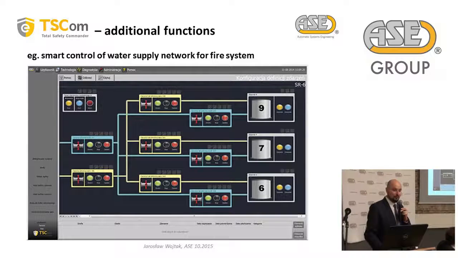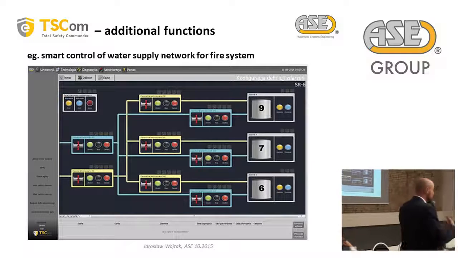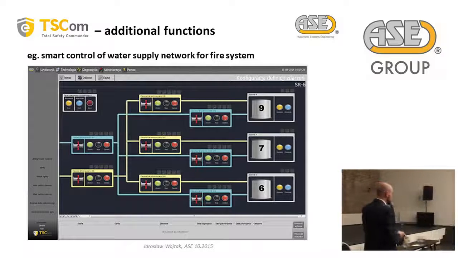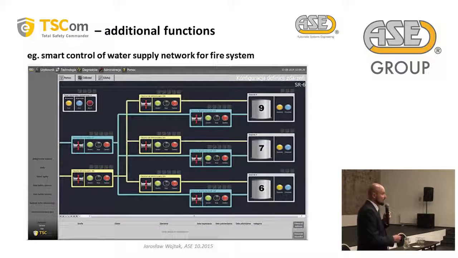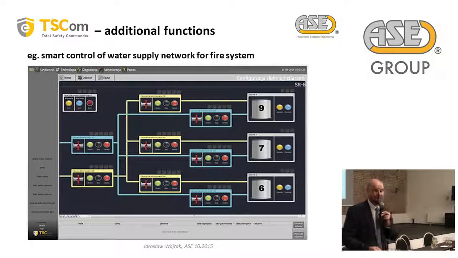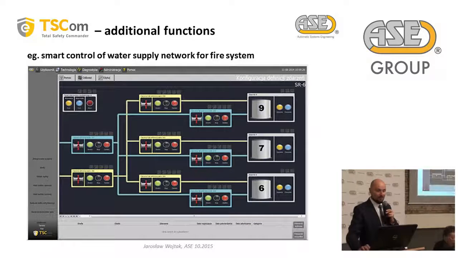And additional functions, for example smart control of the water supply network for the firing system. It's very important because it's not used very often in a tank farm, and sometimes we can forget about the valves, the pumps, the motors, actuators, and so on. This software will remind us to check them from time to time, to be sure that everything is okay and everything is ready to make an action if somebody is wrong. And that's all. That's a short overview.